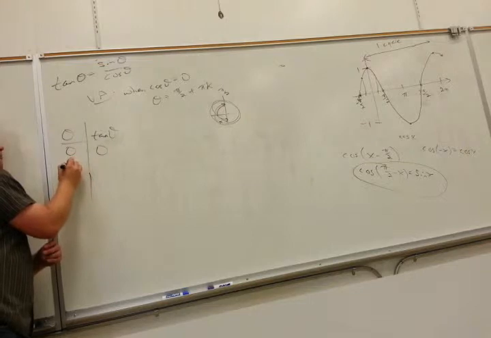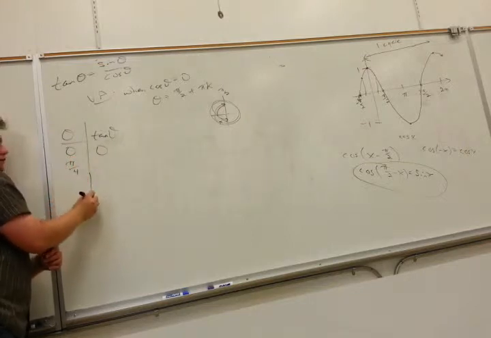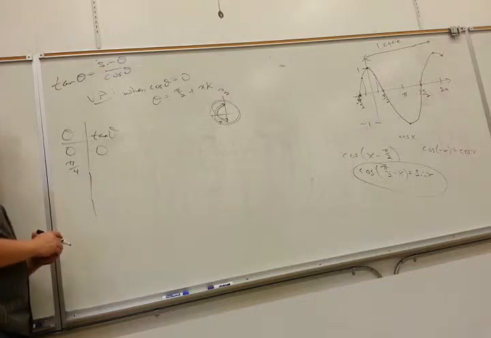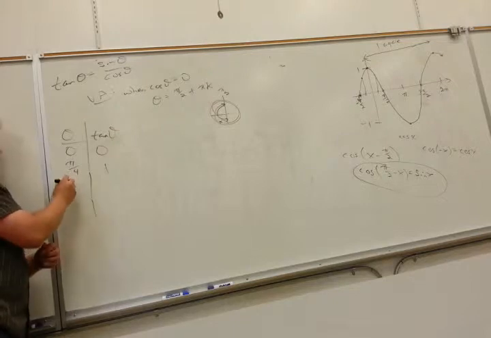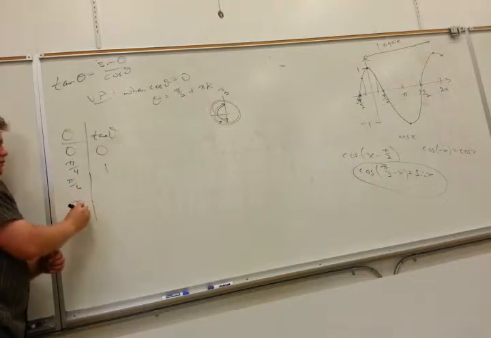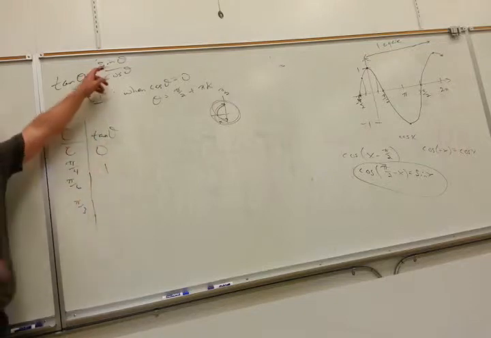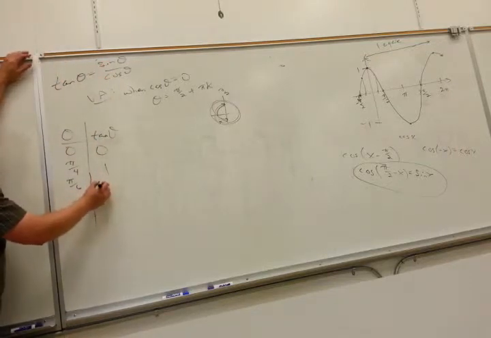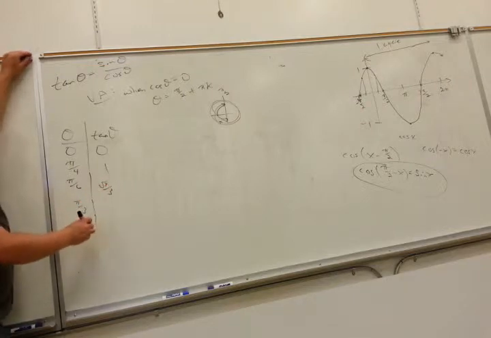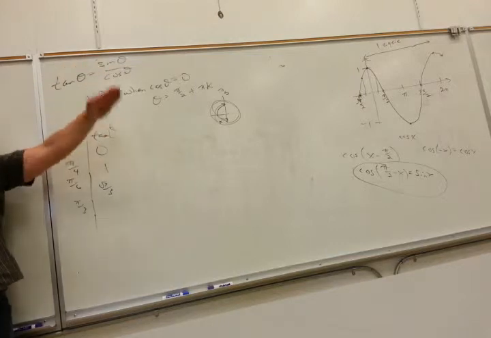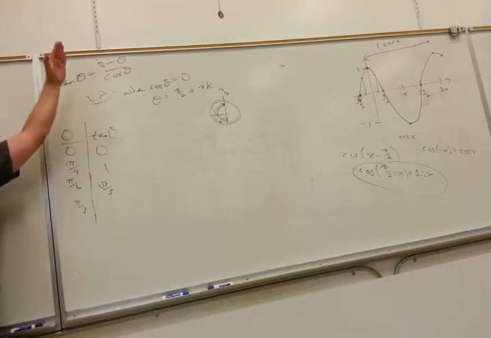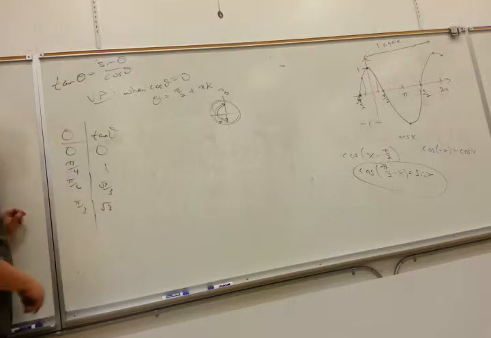What's tangent of pi over 4? That's the nice one. 1. That's where sine and cosine are the same, so tangent is 1. Tangent of pi over 6 and pi over 3. Pi over 6 is where cosine is bigger, so it's going to be 1 over root 3 or root 3 over 3. Pi over 3 is where sine is bigger. Right? At 60 degrees sine is bigger because it's closer to the y-axis. That's going to be the one that's just root 3 over 1.